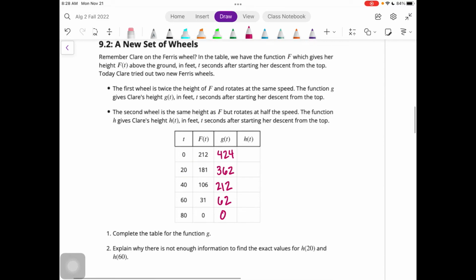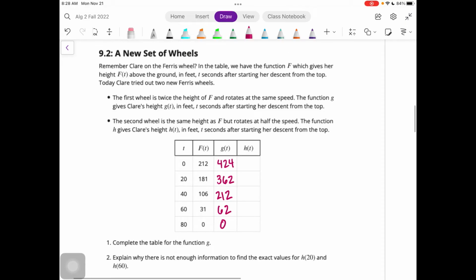Now, if we want to find h of 20, hold on, let's go back. All right, so we completed the table for function g. Now let's take a look at the second wheel. So this is the first wheel, and now we're looking at the second wheel. It's the same height as f, but it rotates at half the speed. So the function h gives Claire's height, in feet, t seconds after starting her descent from the top.